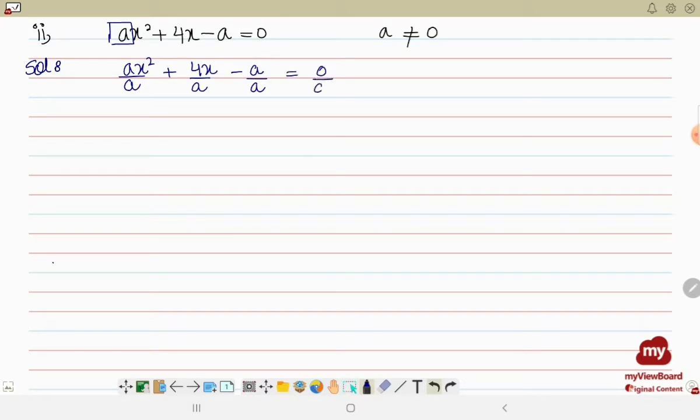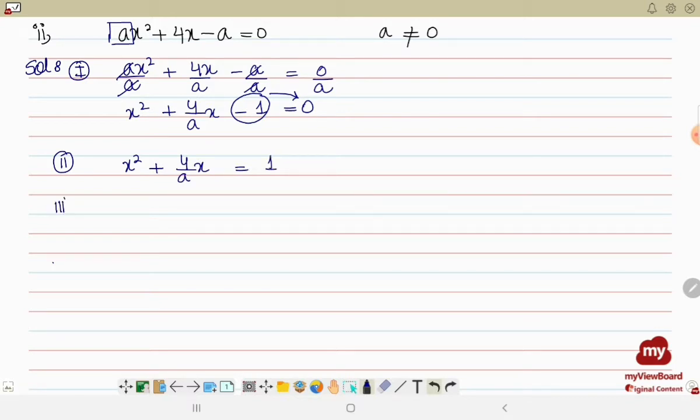Right? So we'll cancel this. So we are left with x square plus 4 by a x minus 1 equals 0. This was the first step of working of completing square method. Now the second step was to move the constant term to the right hand side of the equation. Here the constant term means the term without the variable x. So we'll shift this 1 to the other side of the equation. It will become x square plus 4 by a x equals 1.